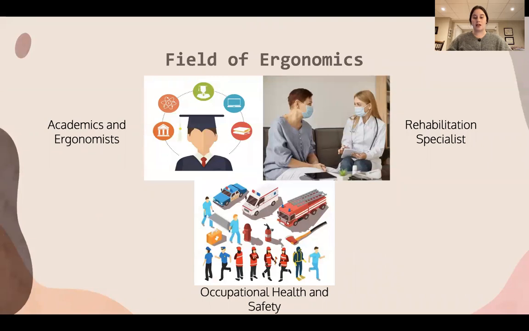Ergonomics can be found across many academic and professional occupations. Ergonomic professionals are employed in academia as professors and researchers, and ergonomists are employed as their own profession in multiple different disciplines. Ergonomics is used in rehabilitation professions such as physical and occupational therapy, and ergonomics is used in occupational health and safety to protect the well-being of workers.